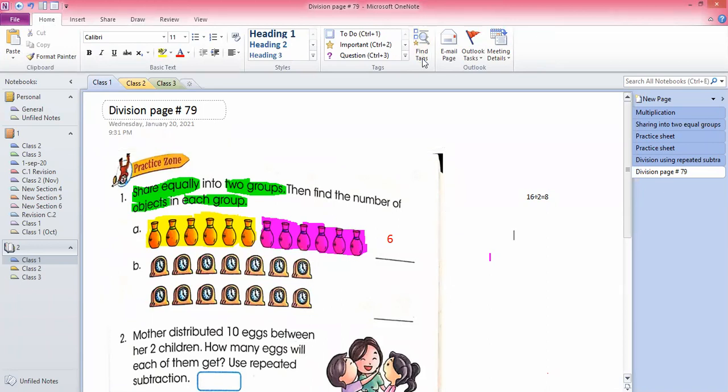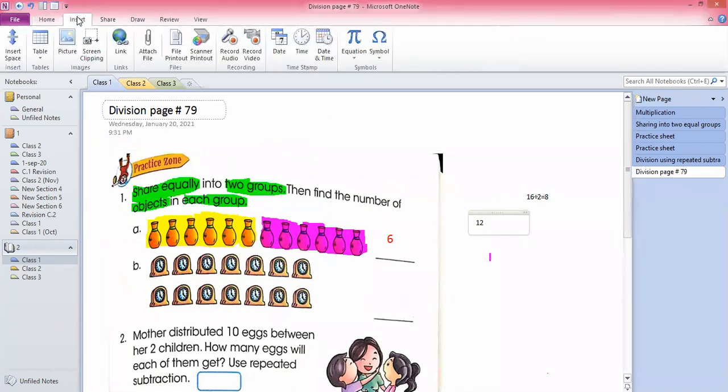For writing a division sentence, you should know the total number of objects. So there are a total of 12 vessels: 1, 2, 3, 4, 5, 6, 7, 8, 9, 10, 11 and 12. So I will write 12. Then you will write the division sign. This is the division sign.